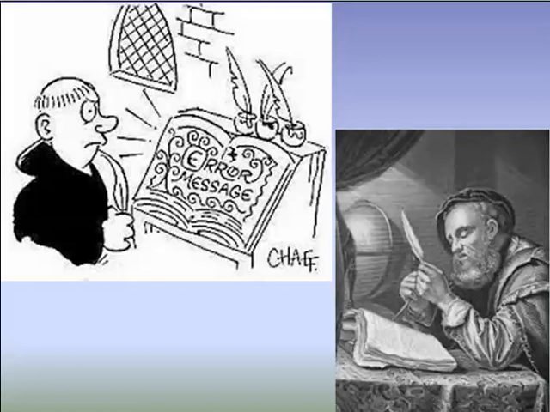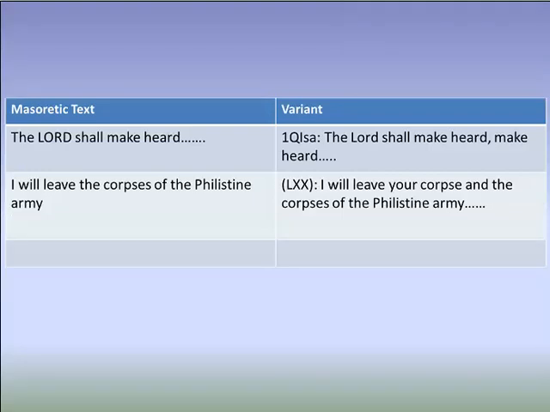So the science of textual criticism is basically lining up the Masoretic text and comparing it to the variant readings that are coming from other witnesses and other versions of the Old Testament. For example, here we have from the Masoretic text, "The Lord shall make heard." And here's one example of a variant that comes from one of the Qumran copies of Isaiah, which says, "The Lord shall make heard, make heard." That would be an example of dittography, which is words that would be duplicated or written multiple times.